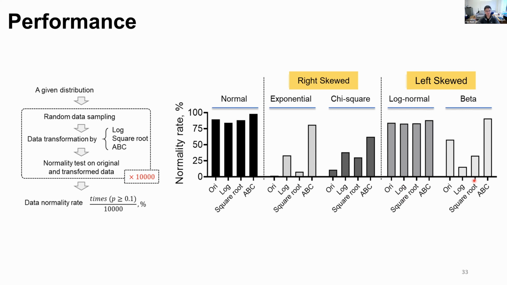On the other side, in a particular type of beta distribution, log or square root transformations will actually make the normality even worse. And this adaptive Box-Cox transformation has also been applied to a real metabolomic study, in which we identified several more significant changes in metabolites that are important to this biological question. For more details, feel free to refer to that paper.